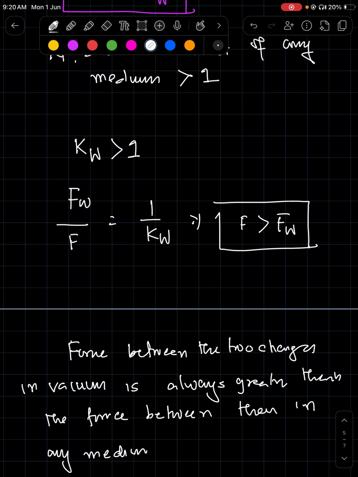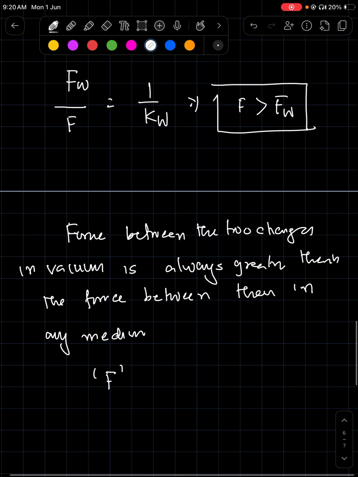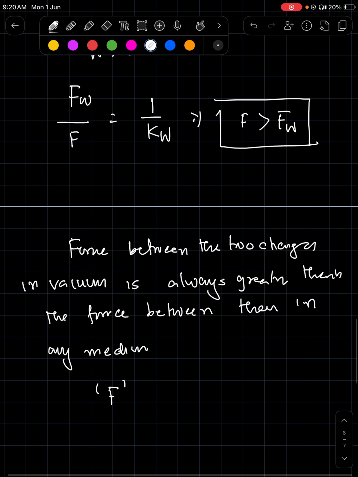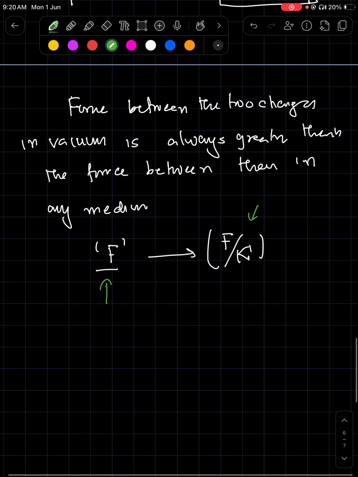If I know the force between the two charges in air or vacuum, we can easily find the force in any other medium if the dielectric constant is provided. It will be F by K. So the summary is: if I know the force between the two charges in vacuum, then the force between the two charges in any medium is given by F by K, where K is the dielectric constant of that medium.